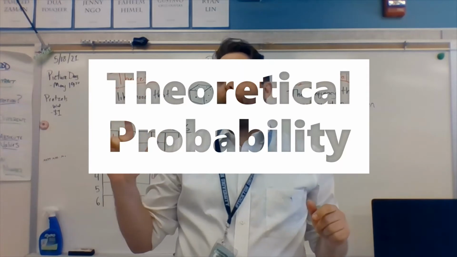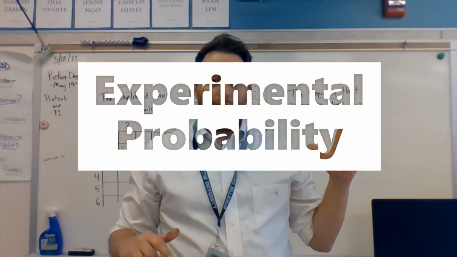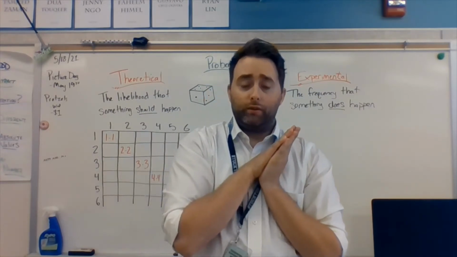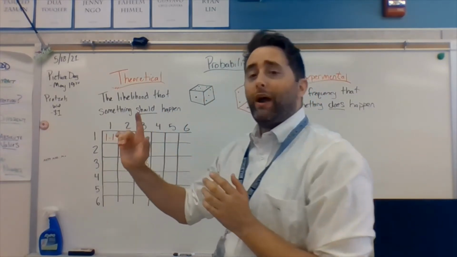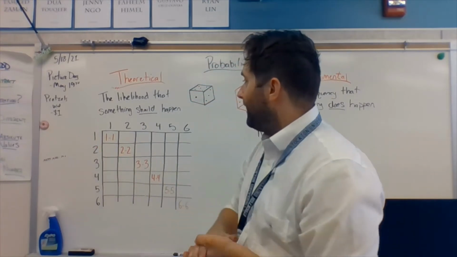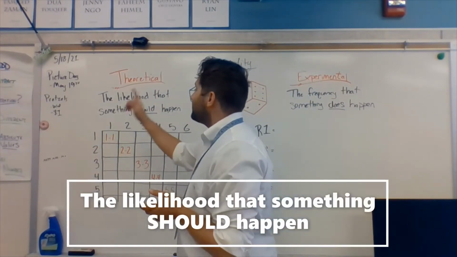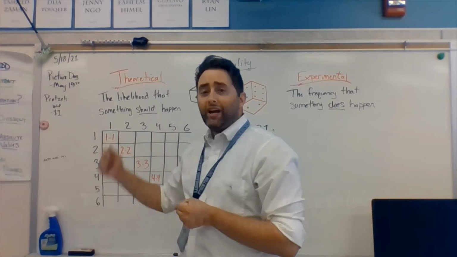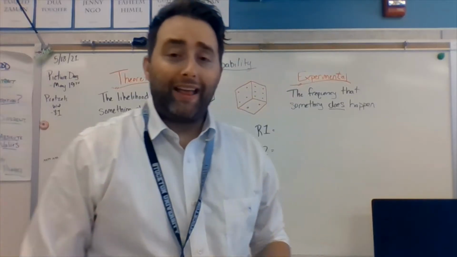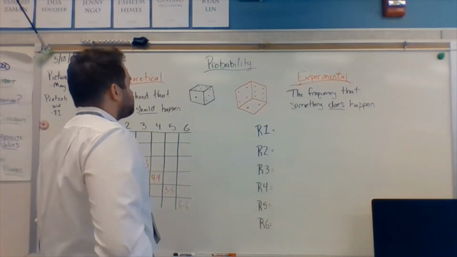First is theoretical probability, and the second is experimental probability. We're going to do an example of both in this video, okay? So first, theoretical probability. If you can read that, hopefully you can read my slide. It is the likelihood that something should happen, okay? Should being the key word there. Should. Okay, the likelihood that something should happen.